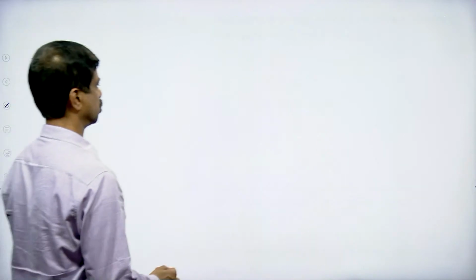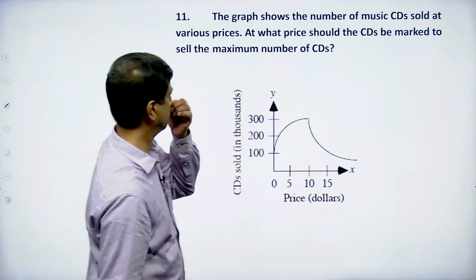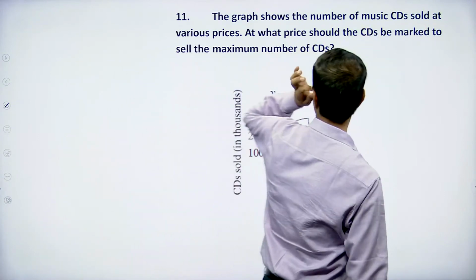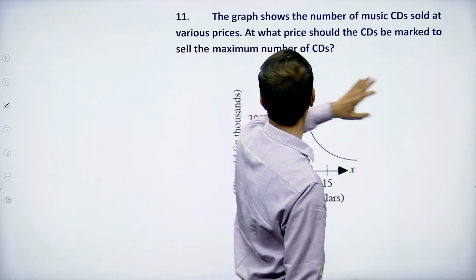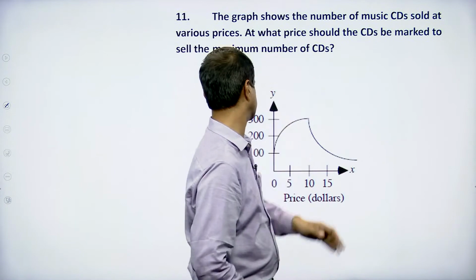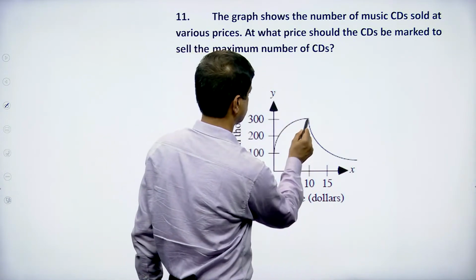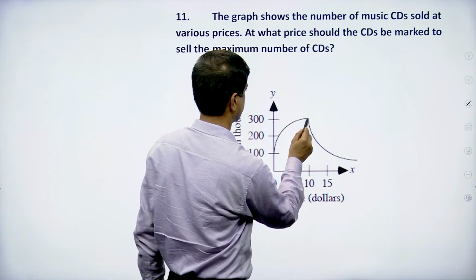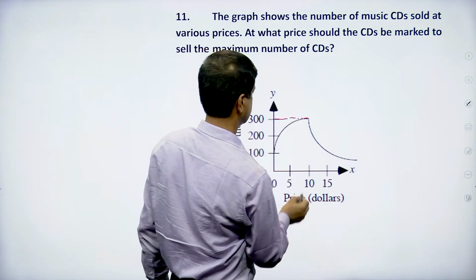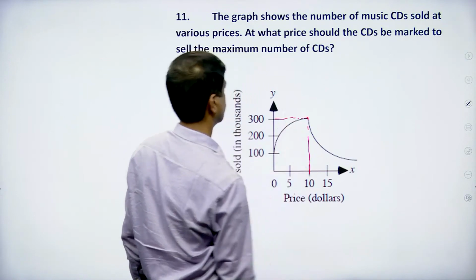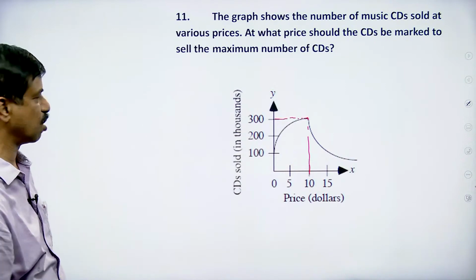Right, children? So let us move to the next question. The graph shows the number of music CDs sold at various prices. At what price should the CDs be marked to sell the maximum number of CDs? So CDs in thousands and price in dollars. So this is the maximum. This is the maximum. So price in dollars. So to sell maximum number of CDs, we should sell the CDs at $10.